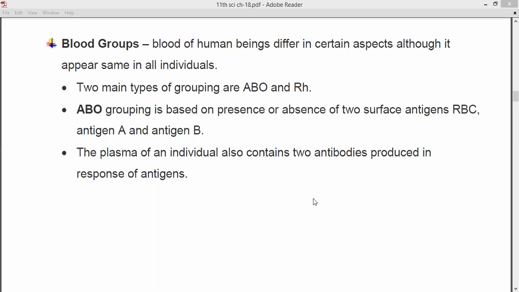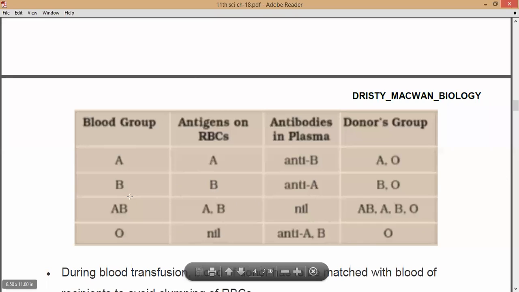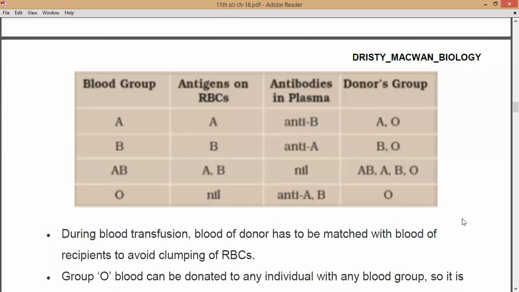Now we will see exactly how the different types of blood group are formed. As you can see in this table, four different types of blood group are written: A, B, AB and O. We will see how the blood group of an individual is determined.